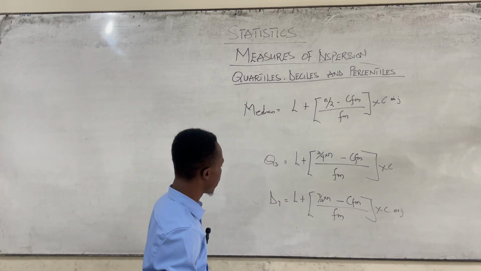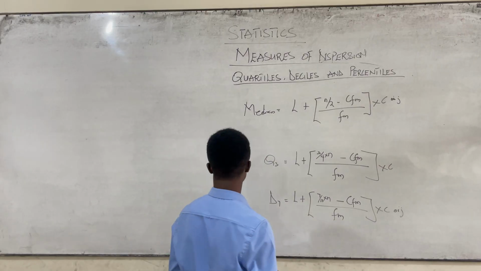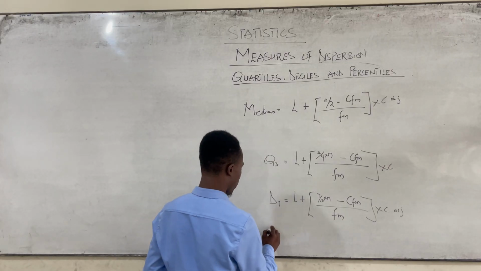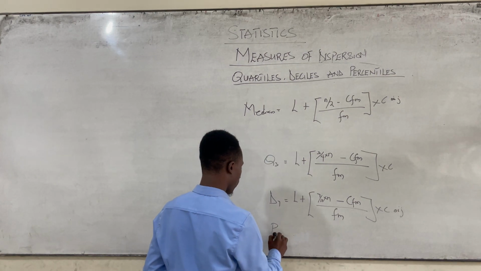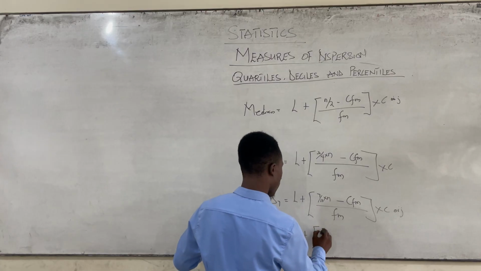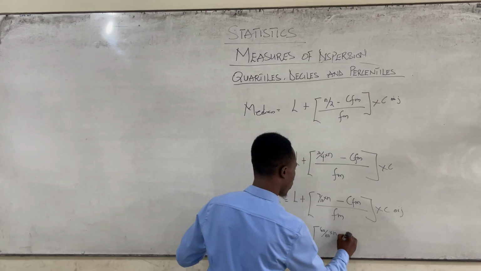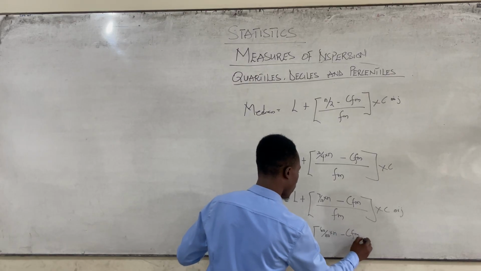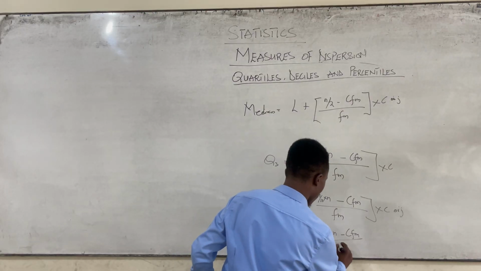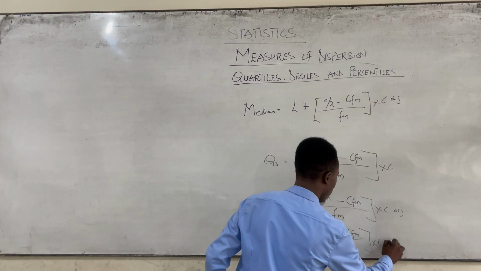Okay, then when we are talking about percentile, percentile also uses the same formula, which is, let's say we are talking about 60th percentile, that is P60, will give you L plus 60 over 100 times n minus CFM, that is cumulative frequency of the preceding class over frequency of that particular class times your class size or the class width.